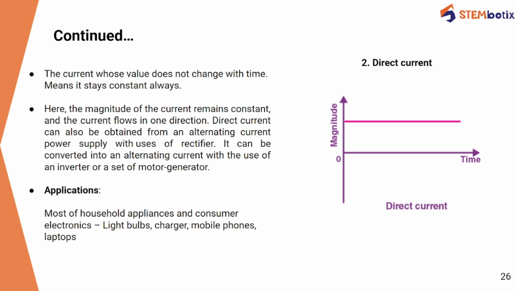Now the application areas of direct current are most of the small household appliances and consumer electronics, such as light bulbs, chargers, mobile phones and laptops. So these are the application areas where direct current is mainly used.